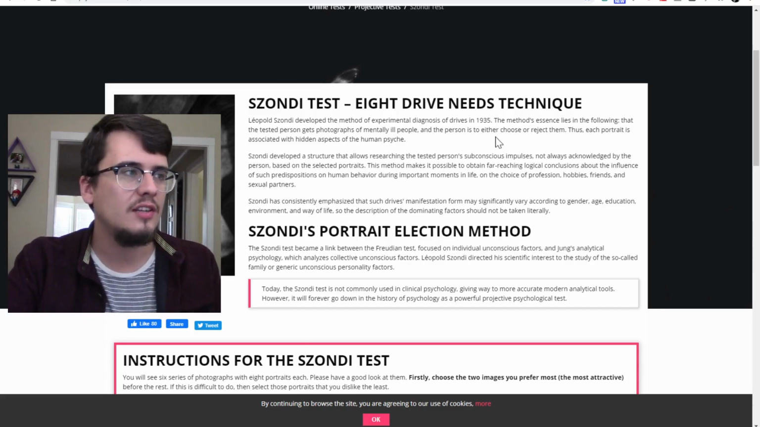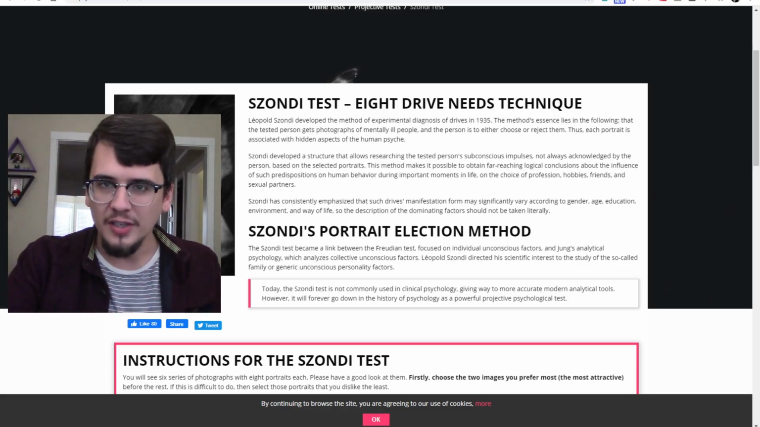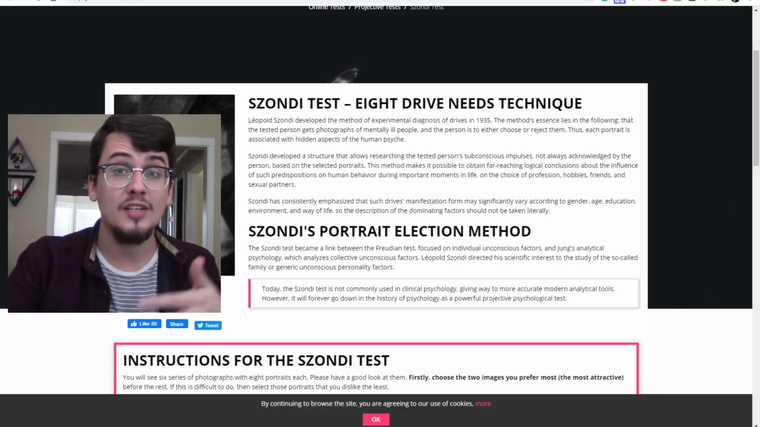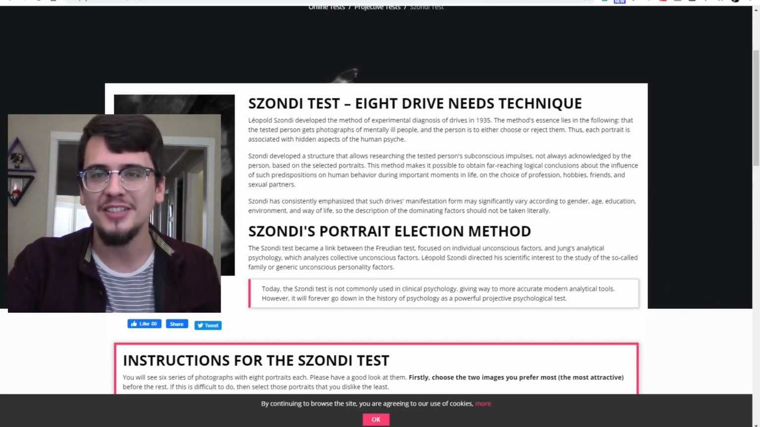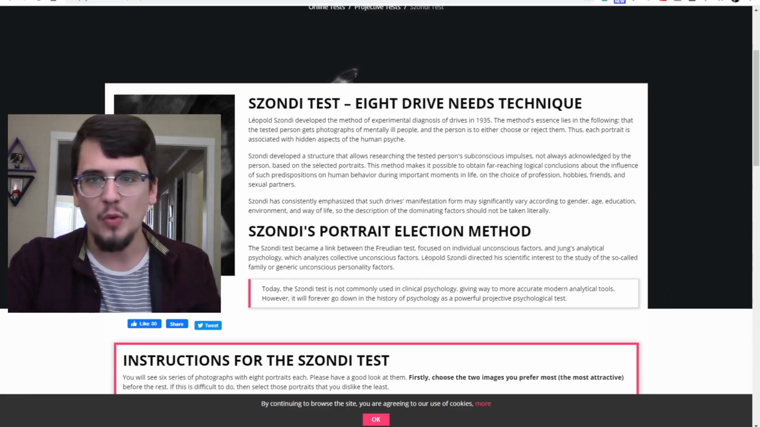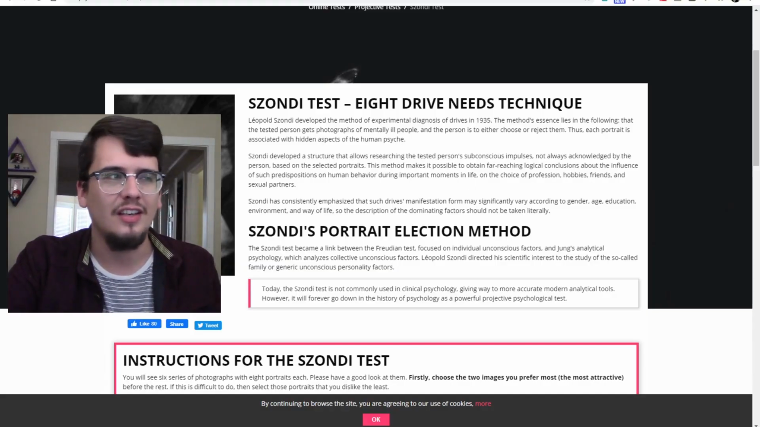So it seems like the way this is supposed to work is I'm going to be looking at different photographs of mentally ill people, and I'm going to select some of them that I like, I guess, and then I will reject others, and then somehow after this process of swiping right, swiping left, super liking, and then eventually it will tell me something about the 8 drive needs.